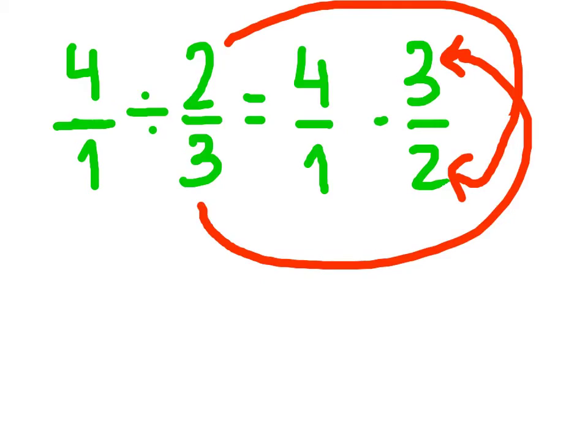But now let's also try seeing the equation. So we have 4/1, which is 4 divided by 2/3. And you can just do 4/1 times 3/2. You just switch the places. See? This got switched and this got switched.